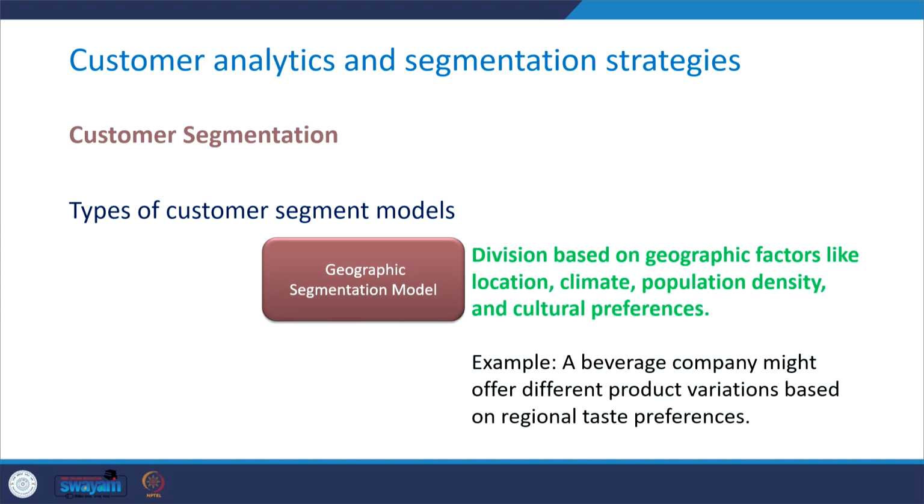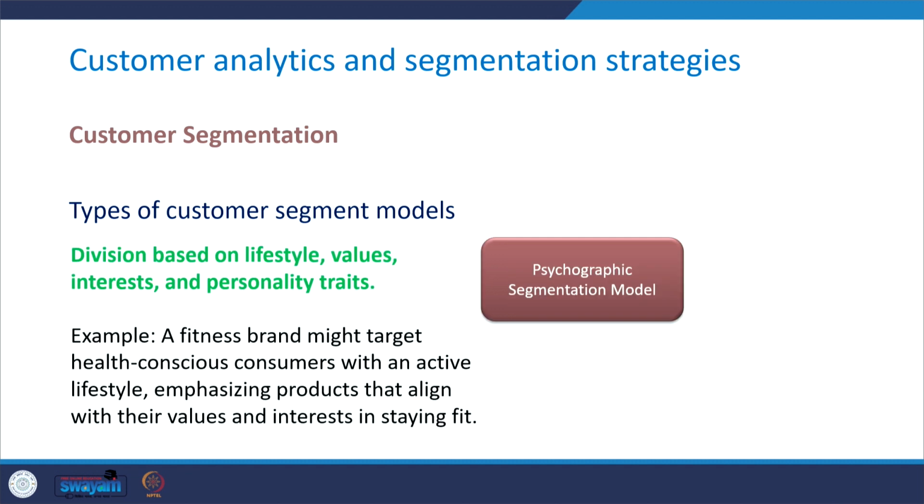The second segmentation model is the geographic segmentation model. Here, the division of the market is based on geographic factors like location, climate, population density and even cultural preferences sometimes. For example, a beverage company like Starbucks might offer different product variations based on regional taste preferences.